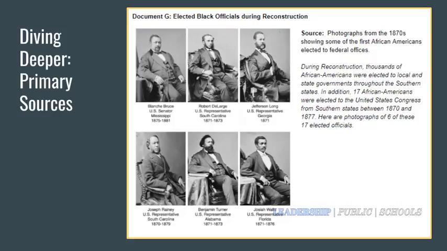Document G shows photographs of elected black officials who served during Reconstruction. These photographs are from the 1870s. The caption reads, "During Reconstruction, thousands of African Americans were elected to local and state governments throughout the southern states. In addition, 17 African Americans were elected to the United States Congress from southern states between 1870 and 1877. Here are photographs of 6 of these 17 elected officials."